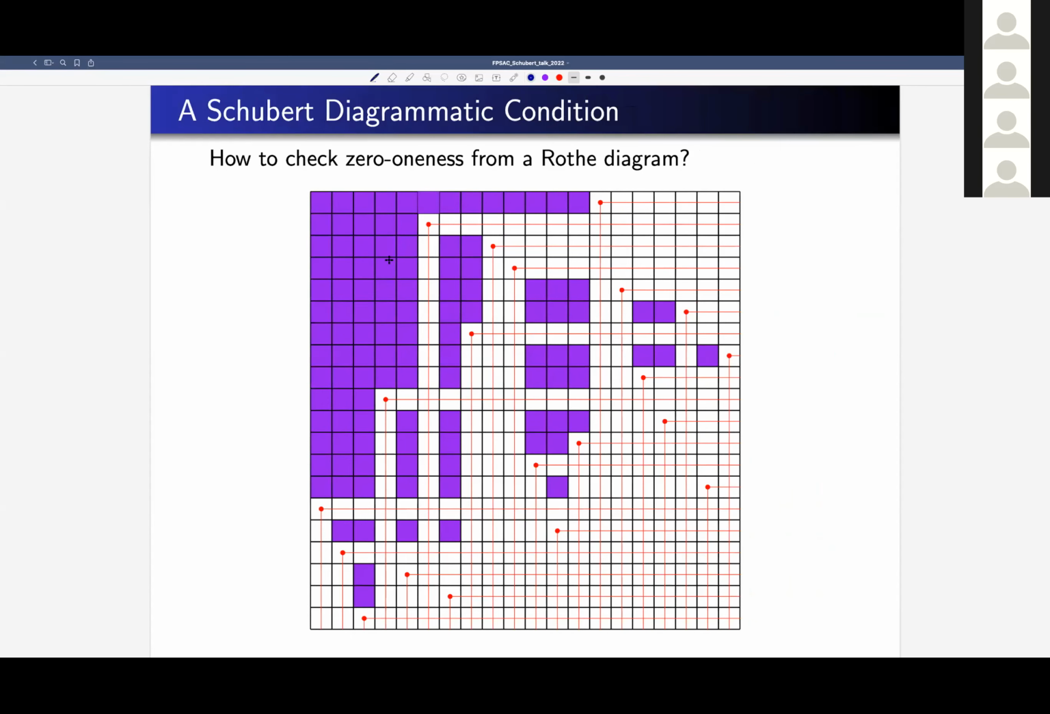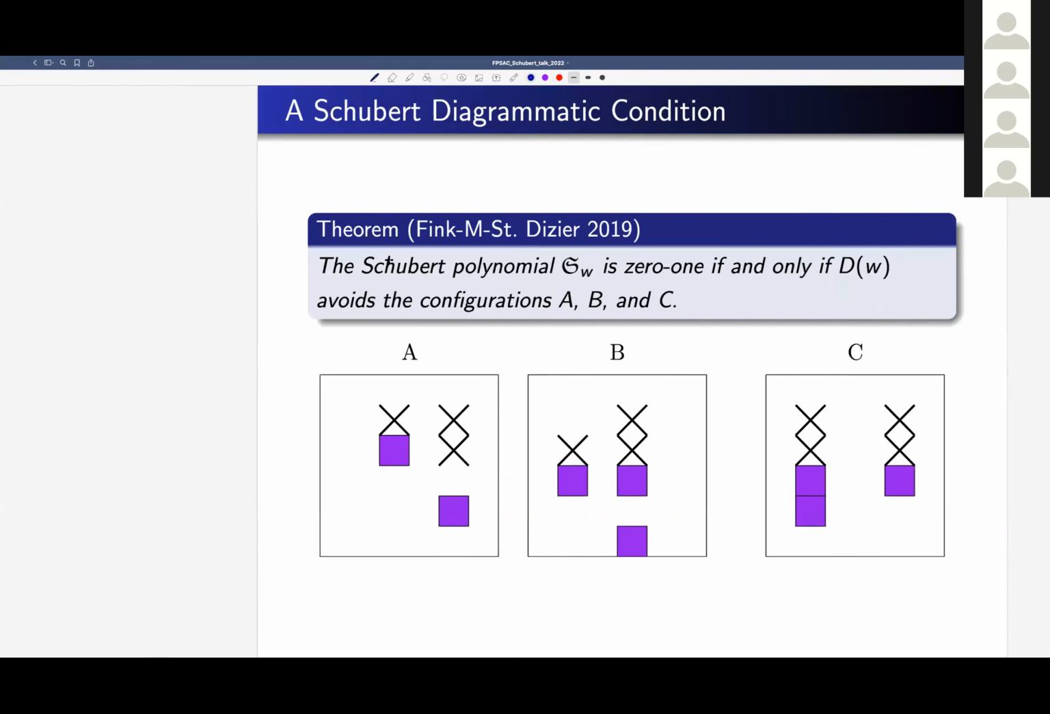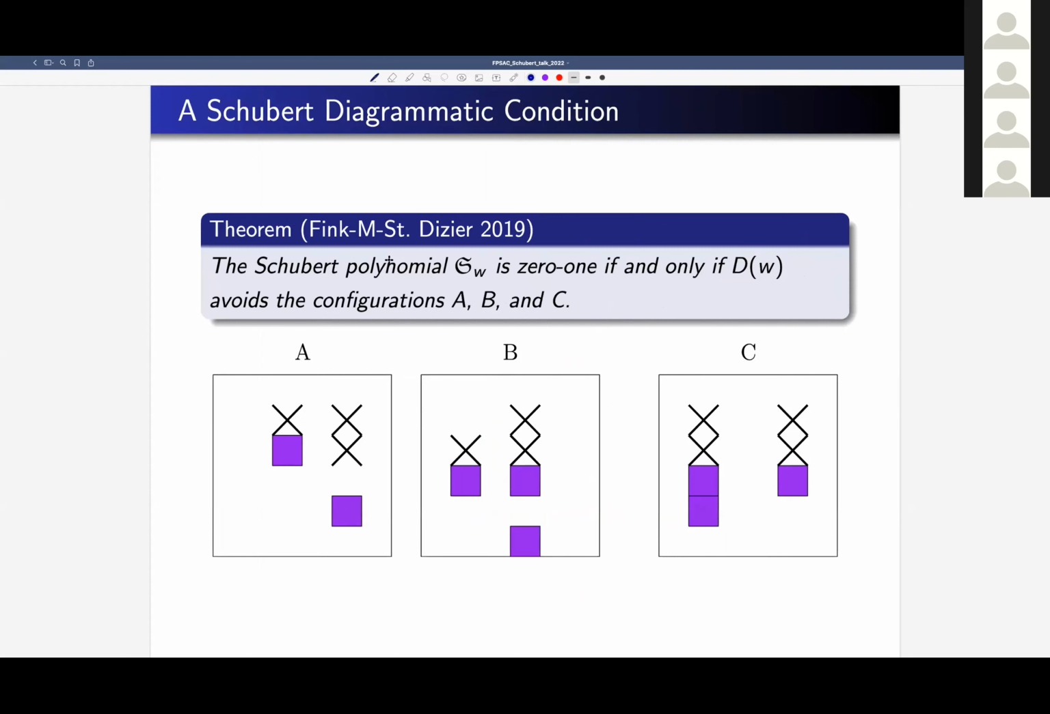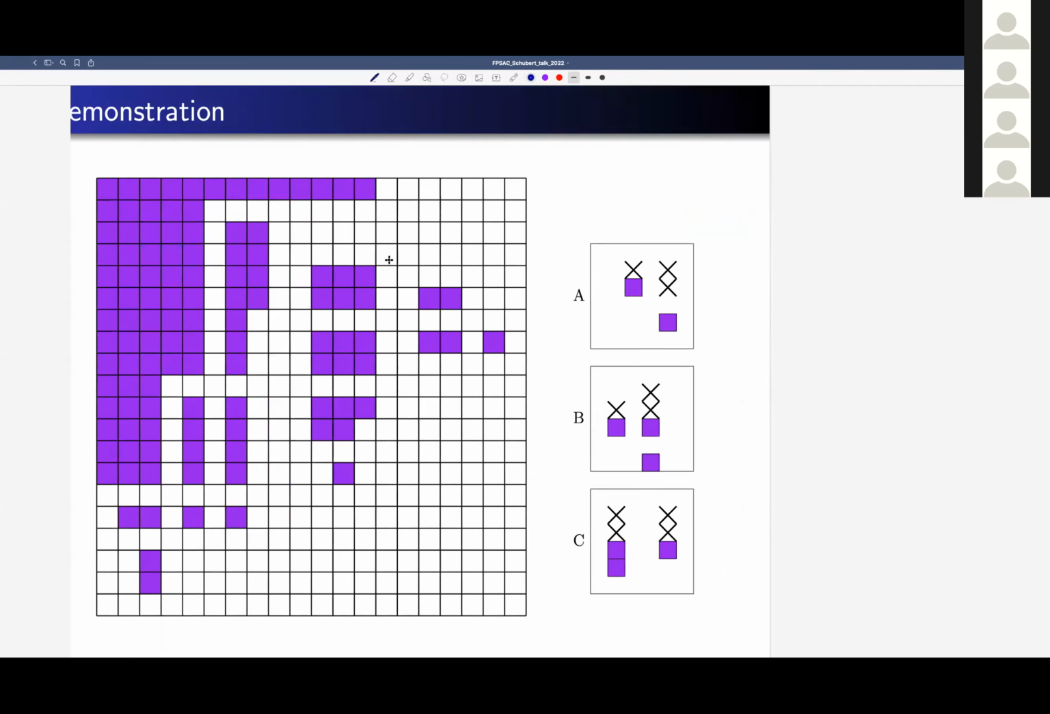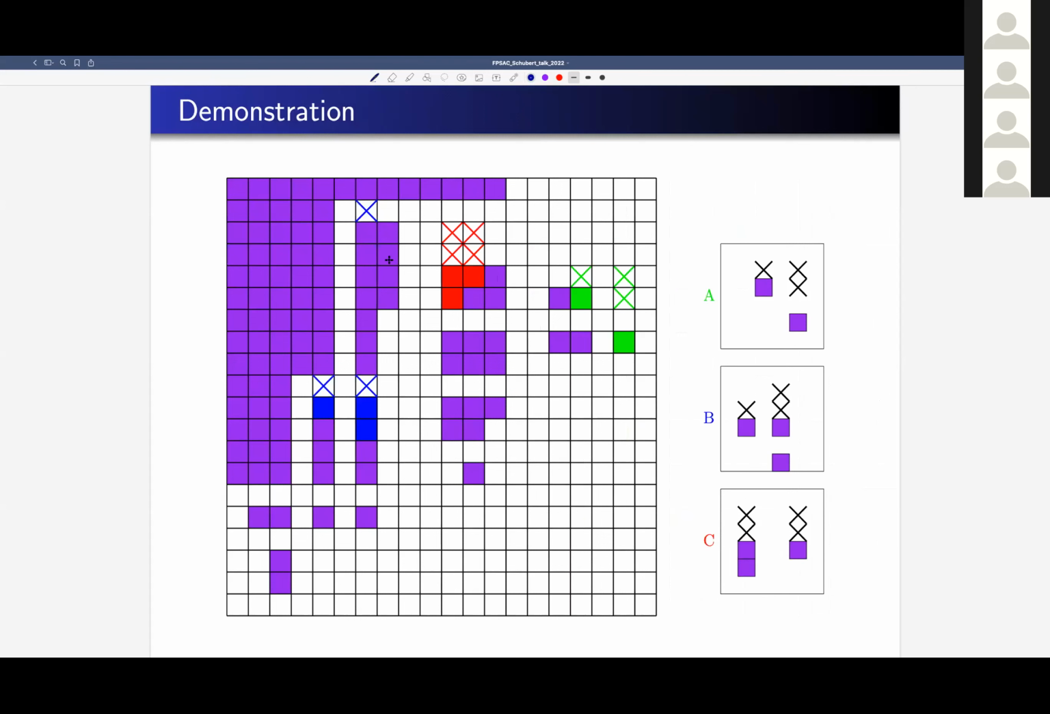And so we wanted a diagrammatic condition on the Rothe diagrams that characterize 0,1 Schuberts. It turns out that if they avoid these configurations, then they are 0,1. This is joint work with Alex Fink and Weber is saying this here. So, for example, right here, we're saying this is not a 0,1 permutation at all because all the configurations appear.